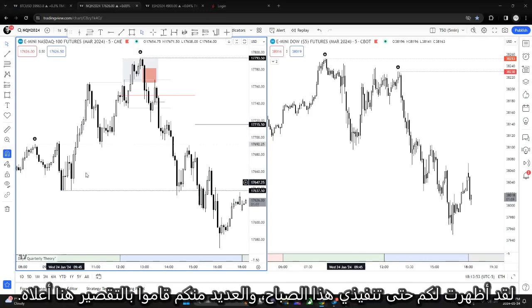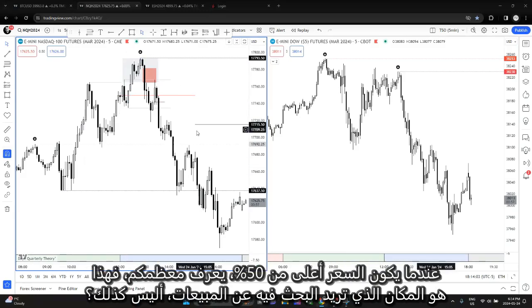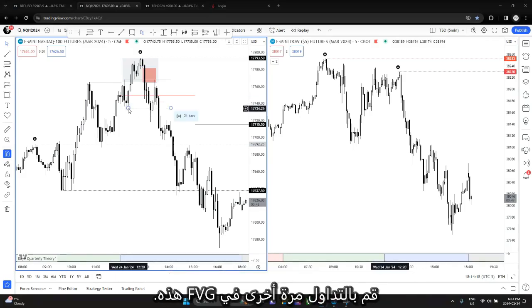Which I even showed you guys my execution this morning, and a lot of you guys shorted above here. Anyways, from this low to this high, this is premium. When price is above the 50%, most of you guys know this is where you want to look for sells, right? And you try to short up here after price shifted market structure or committed a macro shift.